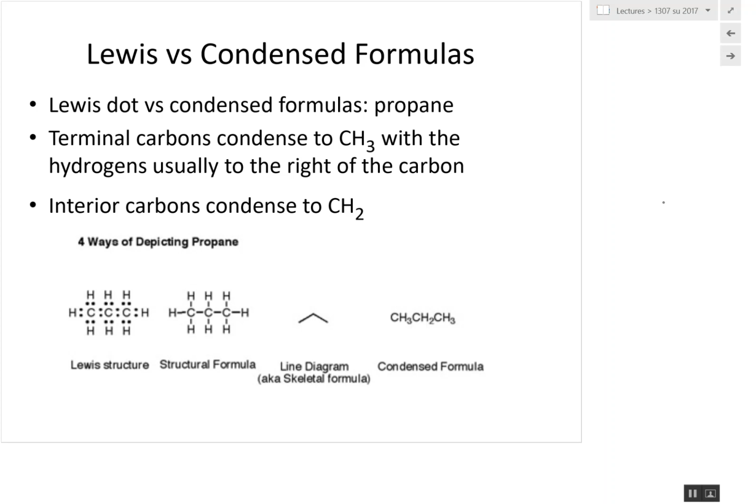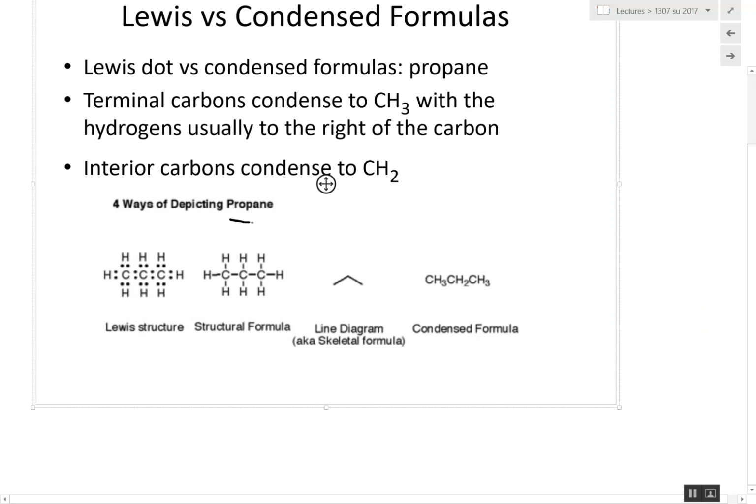So this is the structural formula. We just mentioned the condensed formula. You're going to love the line formula. That's it. That's the line formula. The line formula represents just the carbons. It ignores the hydrogens. And so there's the line diagram for propane. This is all propane.